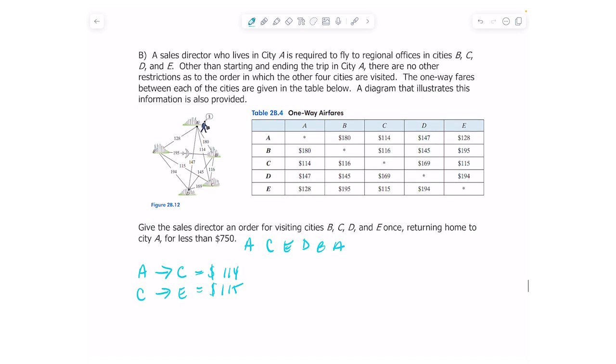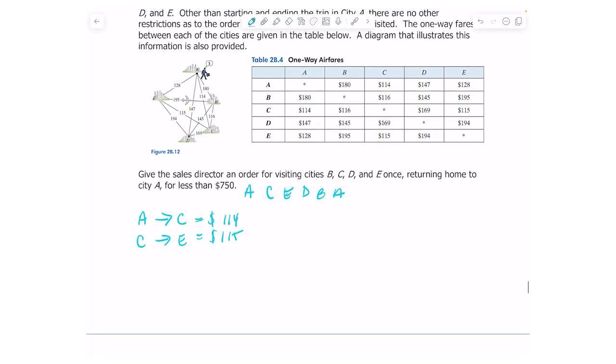Okay, so now I'm in city E, and so I'm down here, and I'm not going to go back to A, so I can't look at that one. And I'm not going to go back to C, because I already used that one. So if I'm at E, the cheapest to go to would be D between the two, right? 194 is smaller than 195. So I know that that's $194. And I'm going to continue on until I make it back to city A.